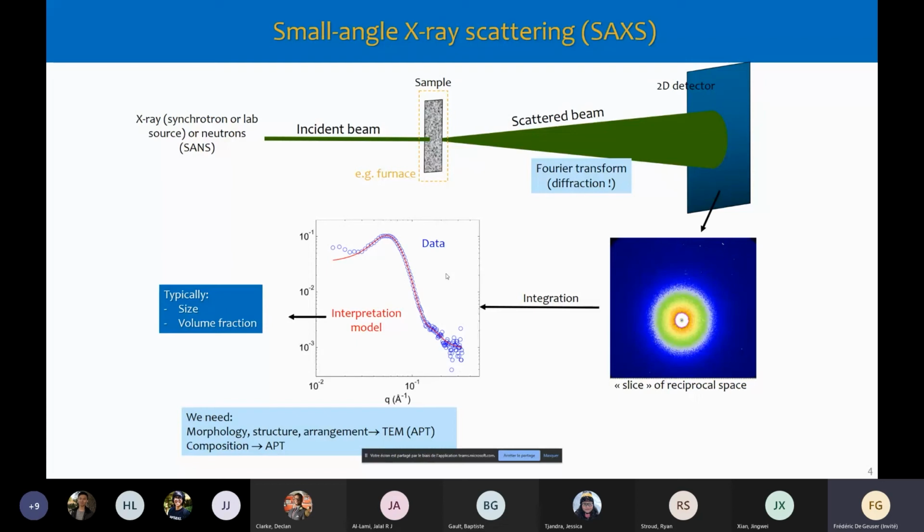And since this is a non-destructive technique, you can do in situ experiments. It means you can insert around your sample any type of sample environment you wish. A furnace, for instance, a tensile rig, whatever. So you can do in situ experiments. And in our case here, we'll do quite a bit of in situ heating. So we simply do heat treatments during the SAXS.